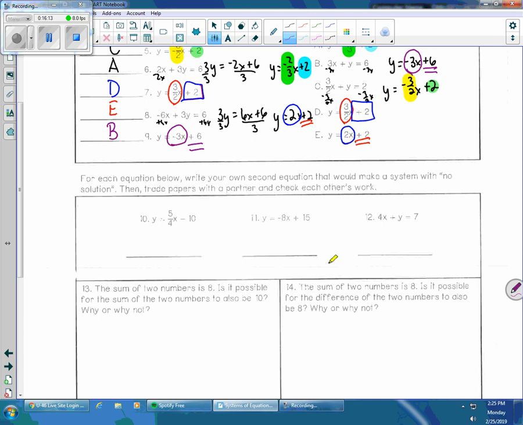But summarizing this lesson, when you're solving a system of equations, there's three possibilities. There's one solution, that's if your slopes are different. Infinitely many solutions if your slopes are the same and your y-intercepts are the same, or no solution, and that would be if your slopes are the same but your y-intercept is not.